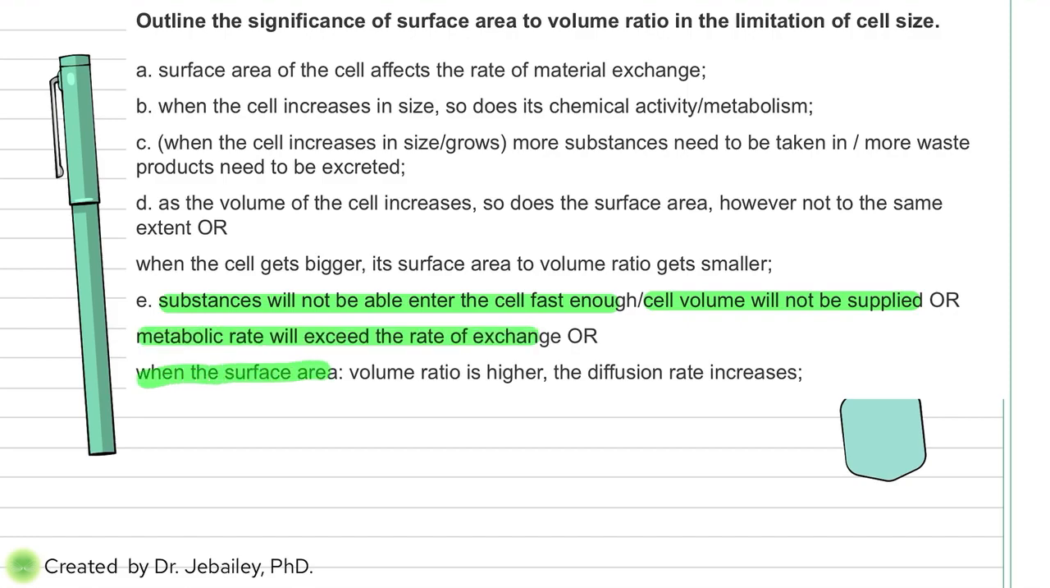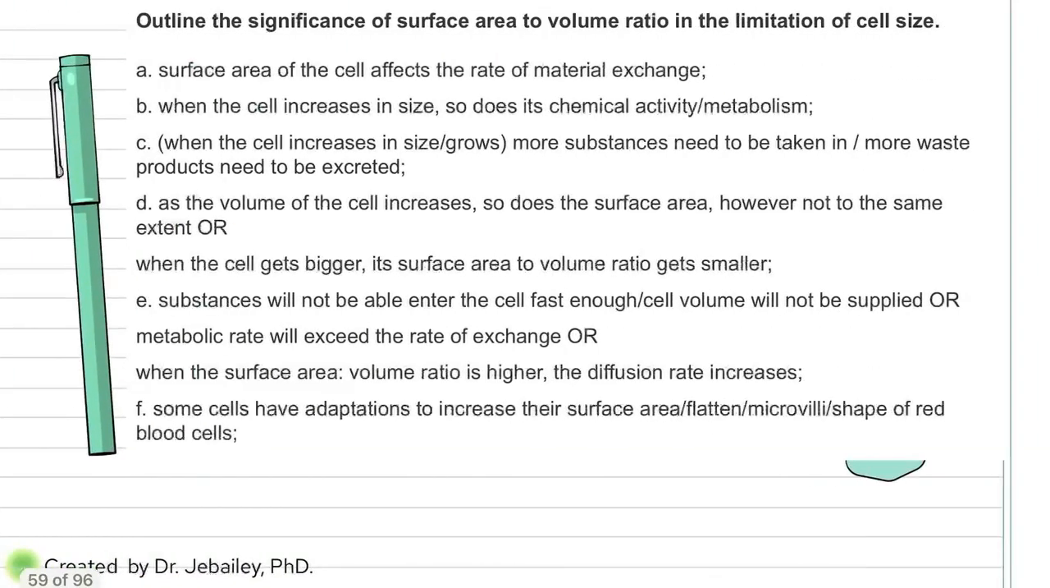So when the surface area to volume ratio is higher, the diffusion rate increases. So that means there's a lot more going on if the ratio is big, but if the ratio is small, it's not a good sign. So what this is trying to say is if the cell gets bigger, there's less chance of substances getting in and out, less chance of getting food in, and that means you're going to have problems. So the ratio between the surface area and the volume is very important.